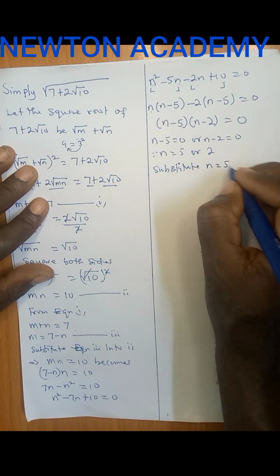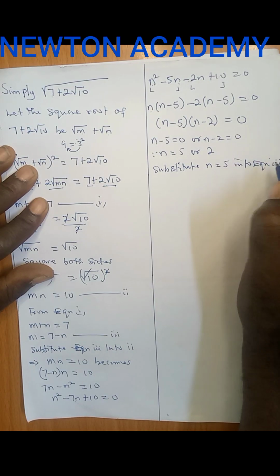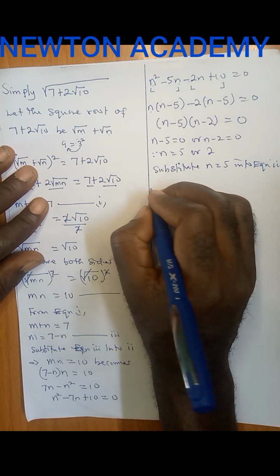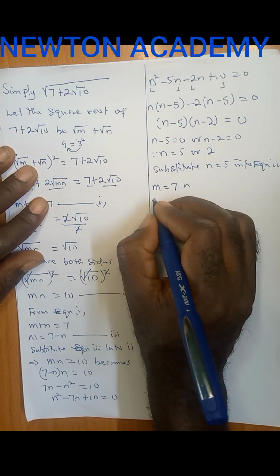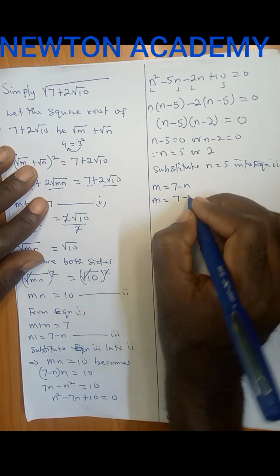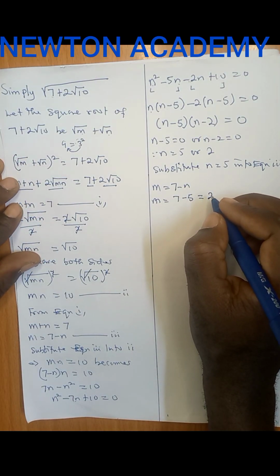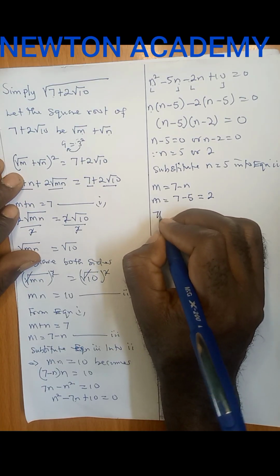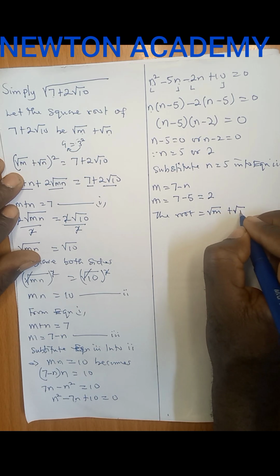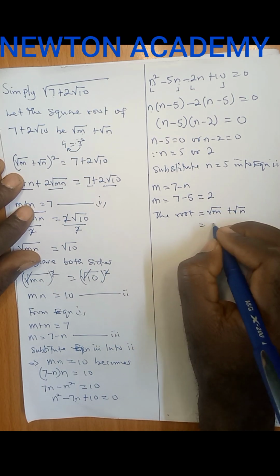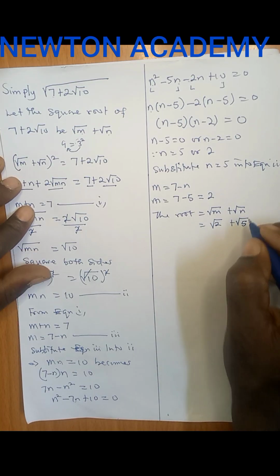So when we substitute n is equal to 5 into equation 3, equation 3 says that m is equal to 7 minus n. So when n is equal to 5, m will be equal to 7 minus 5. It will be equal to 2. Remember that we say that the square root should be the root of m plus the root of n. Then m is 2, it will be the root of 2 plus the root of 5. Now this is one of the roots.